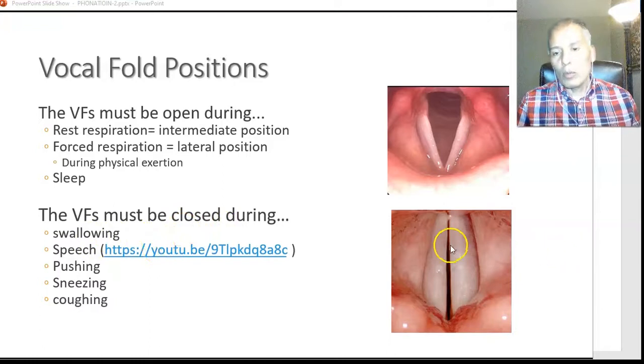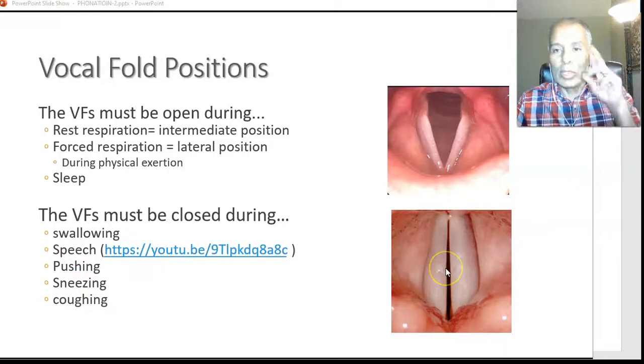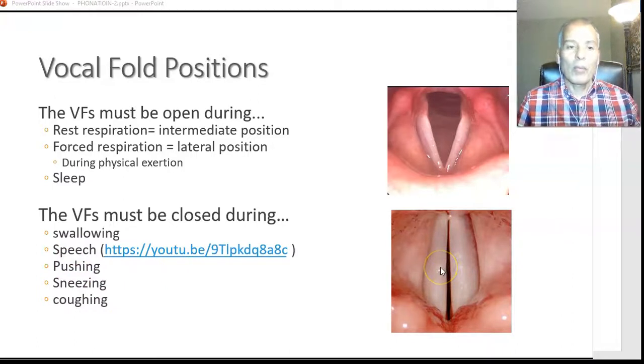So when you swallow, the vocal folds have to be completely sealed, adducted. You do not see a gap in between here. When you speak, when you hold your breath, if you are diving underwater or pushing or sneezing or coughing, these are situations in which the vocal folds have to be adducted.